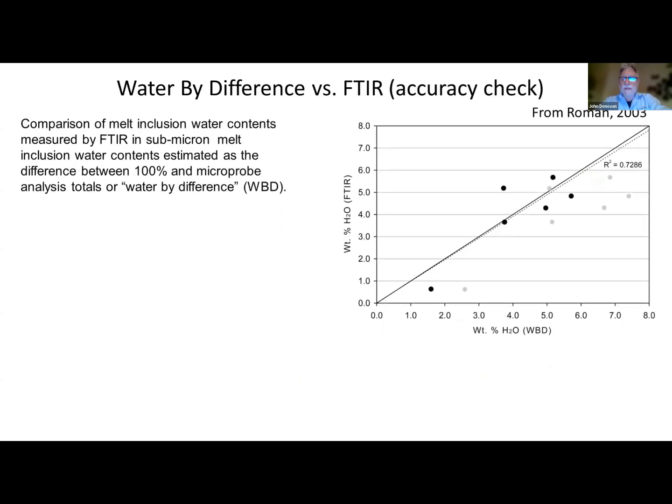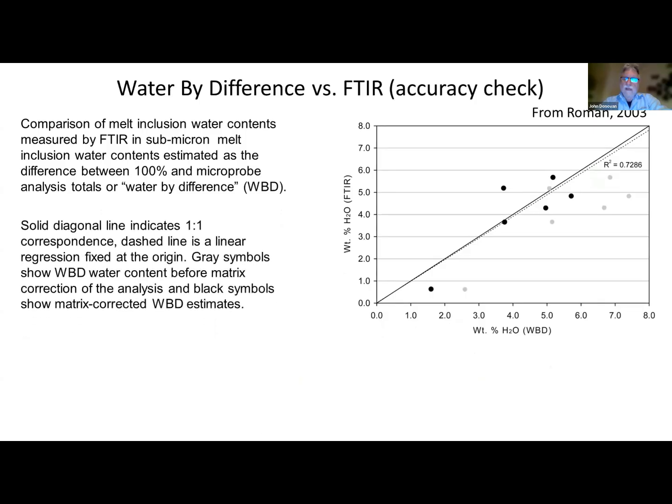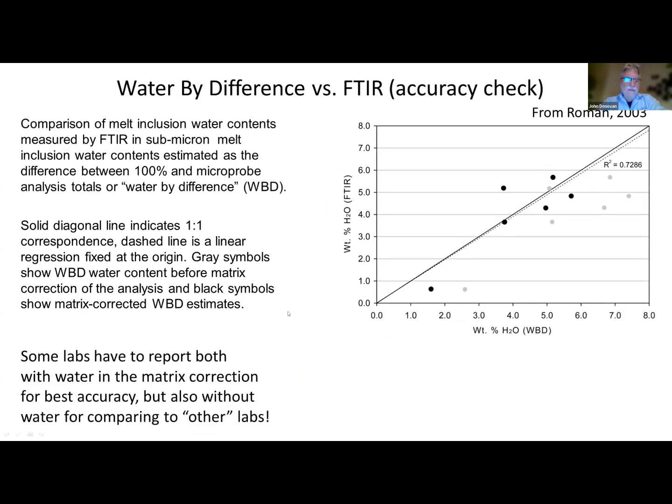And then this is just an experiment we did to test these assumptions. We measured the gray points without water by difference in the matrix correction, and the black points are after the matrix correction. And you can see the water contents lined up beautifully with the FTIR data. So that's something to consider. In fact, some labs will have to report the water with the matrix correction for best accuracy, but also without water for comparing to other labs.